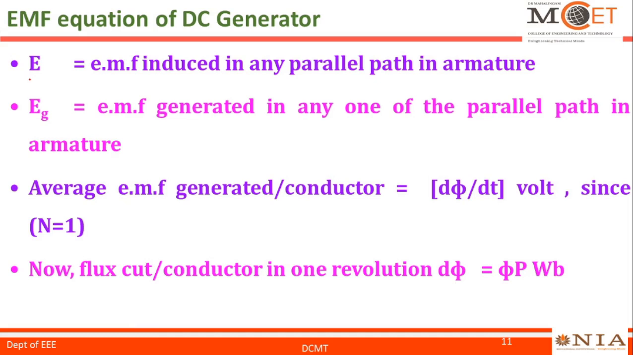E is the EMF induced in any parallel path in the armature, i.e. the EMF generated in any one of the parallel paths in the armature, which is the average EMF generated per conductor, equal to d phi by dt volts. Normally, as per Faraday's law of electromagnetic induction, the induced EMF is E equals N d phi by dt. We discussed this earlier. Here we consider only one conductor, so N is equal to 1. Now, the flux cut by the conductor in one revolution, d phi, is equal to phi P Webers.